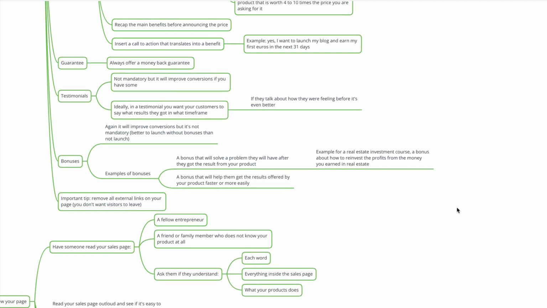So some great ideas of bonuses. For example, a bonus that will solve a problem they will have after they get the result from your product. For example, for a real estate investment course, you can have a bonus about how to reinvest the profits from the money they will earn in real estate. It could be a bonus about how to pay less taxes. You can have a bonus that will help them get the results offered by your product faster or more easily. So it makes your offer even better.